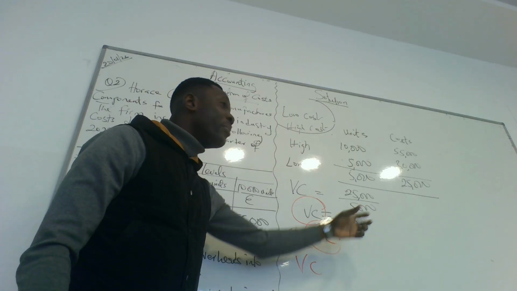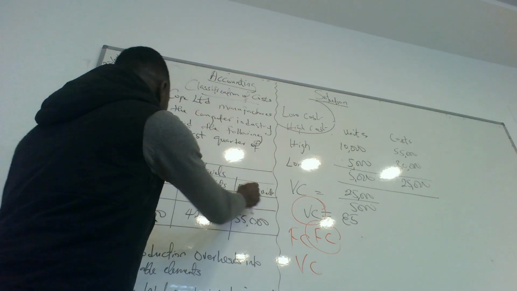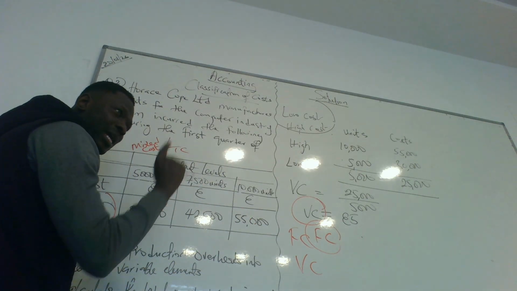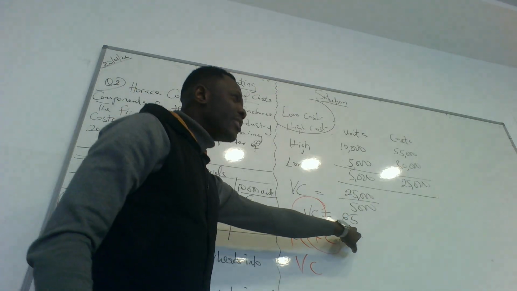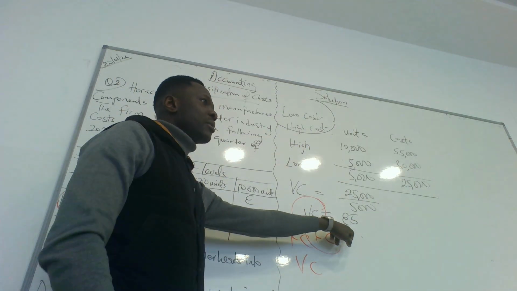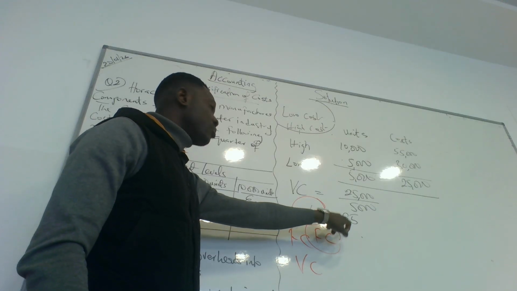We get our variable cost based on the units, the range between them. The range between them: highest minus lowest, highest minus lowest. So that's the range. Now we have it as 5 euros. That's variable cost. So our variable cost will allow us to find the fixed cost. How? Now we use the fixed cost.